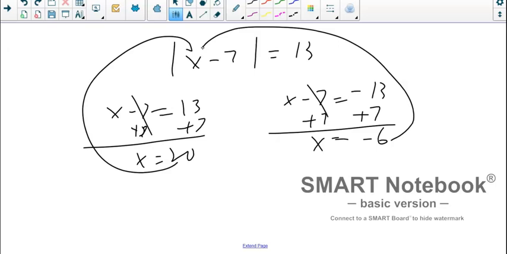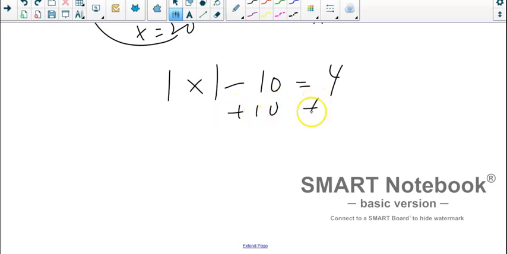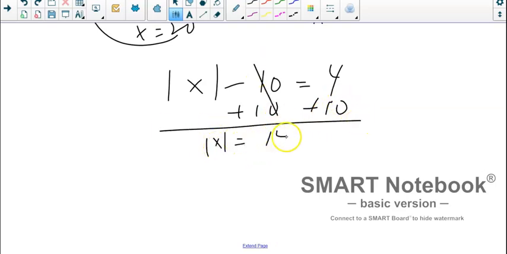Okay, those are pretty basic. Let's step up the difficulty. What if we had the absolute value of just the variable, but then we have something outside like so? Well, we can't do the break off of two problems until the absolute value is by itself. Therefore, we need to move this over first. Okay, and now that we have it alone, we can do our branching off and do x equals 14, x equals negative 14, and actually we're already done. There's nothing more to do.